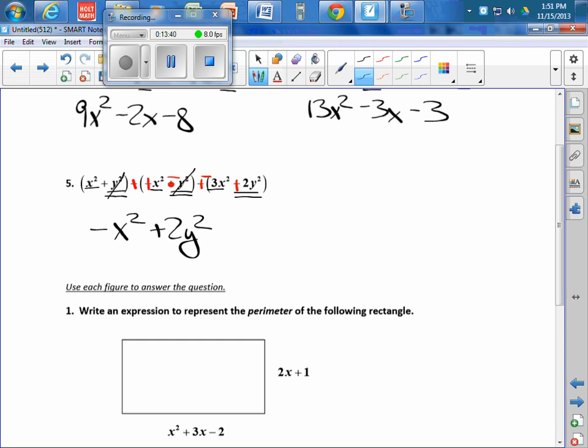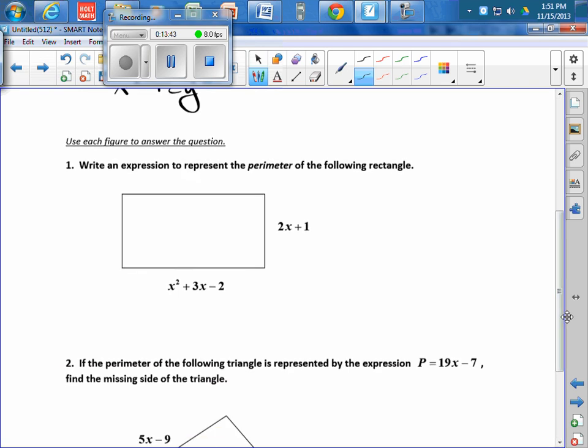In number 1, down here at the story problems, what are we supposed to do? Well, underline, write an expression, because that's what you're asked to do. We're only writing an expression. Does it say to solve anything here? No, just write the expression that represents the perimeter. Circle that.